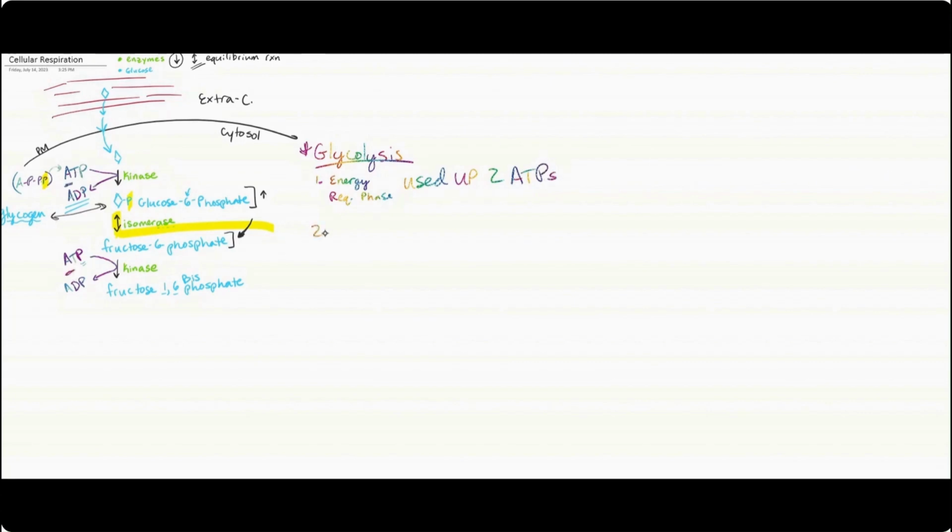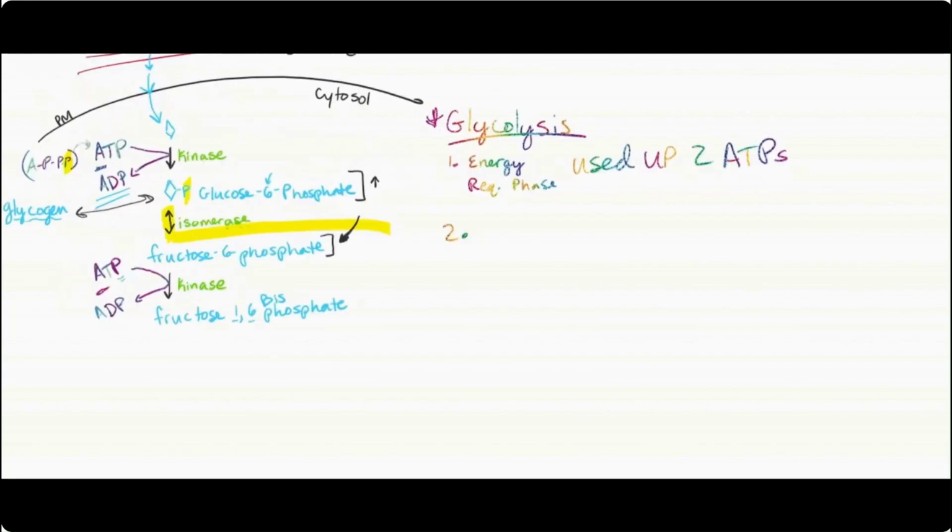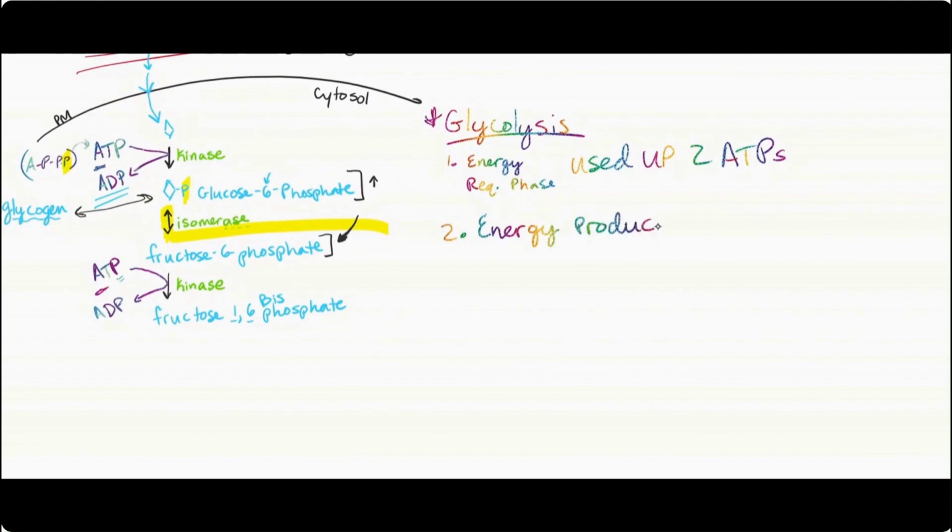So now we're moving on to the second phase of glycolysis, which is our energy producing phase, right? Energy requiring phase refers to using up energy. Energy producing phase is exactly what it sounds like. We're now going to start making energy, okay? Now this is the part of the glycolysis that gets a little bit complicated, so bear with me, all right?